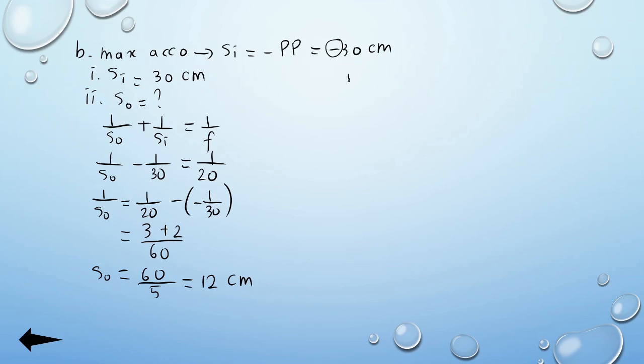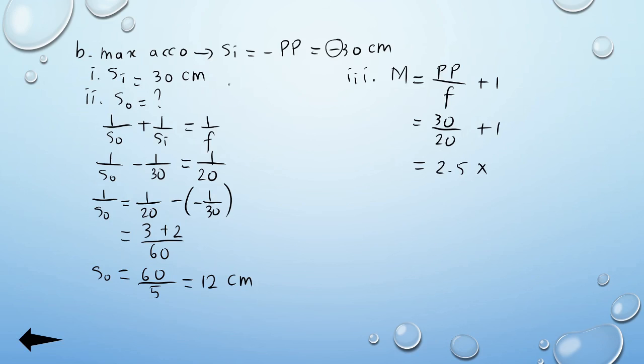The last question, in III, we have to calculate the angular magnification. Since now the person is observing with maximum accommodation, the suitable or the correct equation to calculate the angular magnification becomes PP over F plus 1. The PP is 30 centimeter, the focal length is 20, plus 1. This equals 2.5 times.